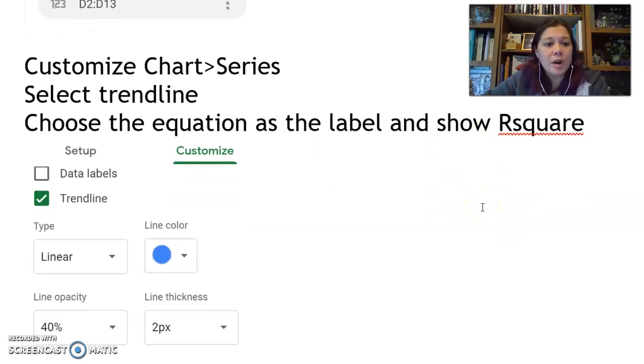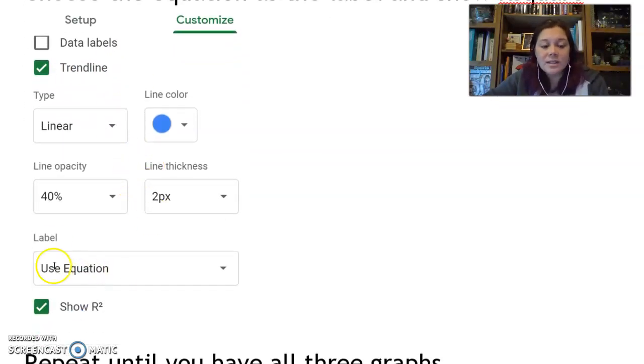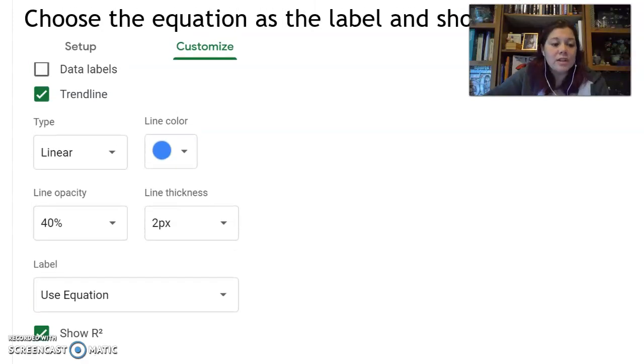The most important part is going to be this customization, because this is going to allow you to figure out how linear your data is. The most important parts are including a linear trend line, because you're trying to find a linear relationship, and labeling it with the equation and showing your R-square value. R-square is basically your correlation from your data points to the line. The closer your R-square value is to the number one, the better linear correlation you have.